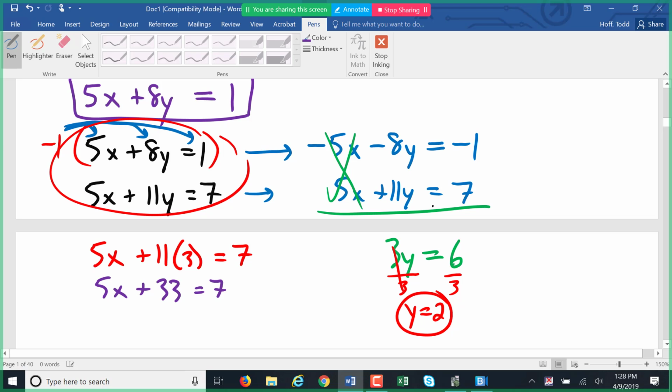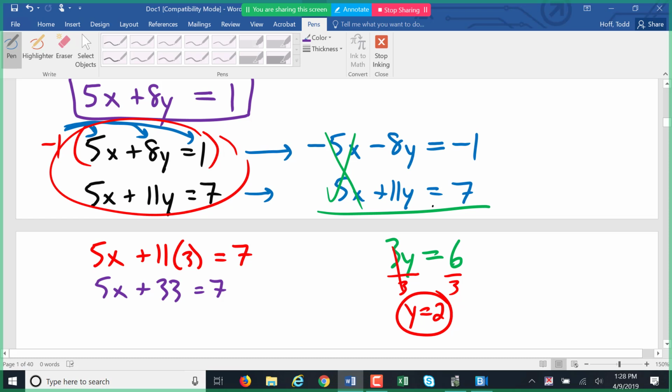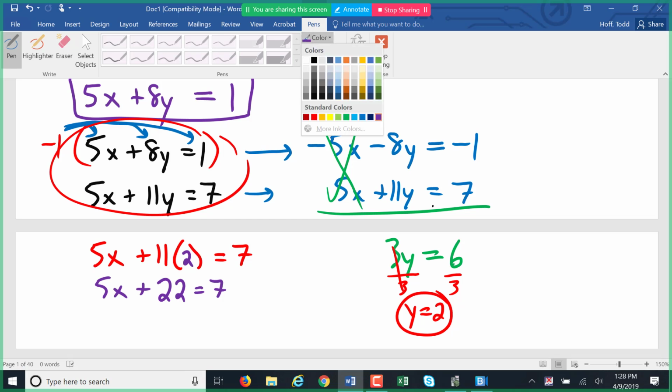Is it y equals 2, not 3? I put in 3. It should be 2. You are correct. Thank you. Yes, 11 times 2 is 22. So it's 5x plus 22 equals 7. Thank you.